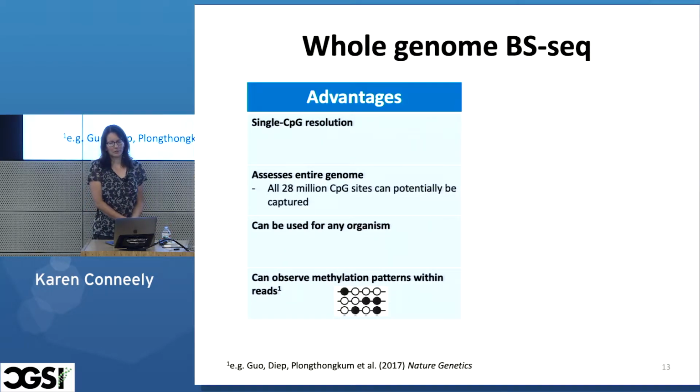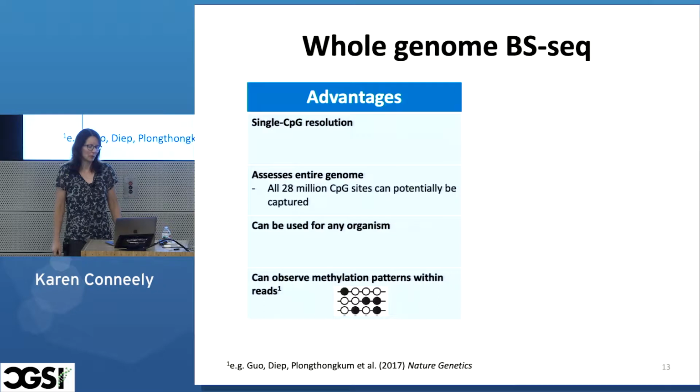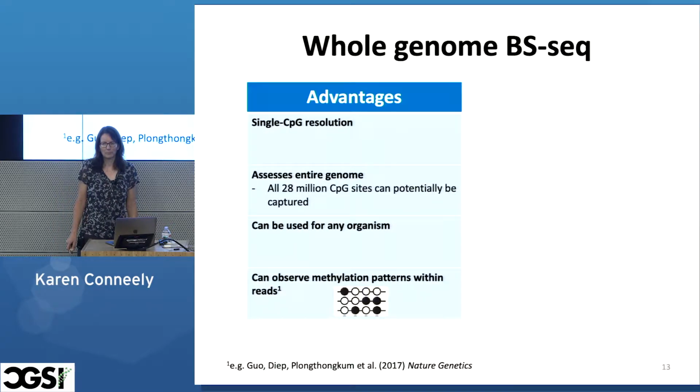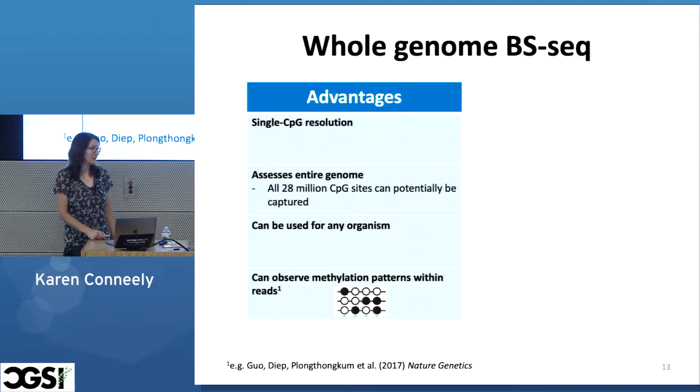So some advantages of whole genome bisulfite sequencing. We're back to having single CpG resolution, which is great. And not only that, but we potentially have it for the entire genome. So if we had enough coverage, we could cover the whole genome. We could capture all 28 million CpG sites and get a nice single CpG resolution proportion estimate of methylation at each one. That's great. It can be used for any organism. It's probably better if you have a reference genome. I think it's theoretically possible to do a de novo assembly with this, but you would need really great coverage, which we never have.